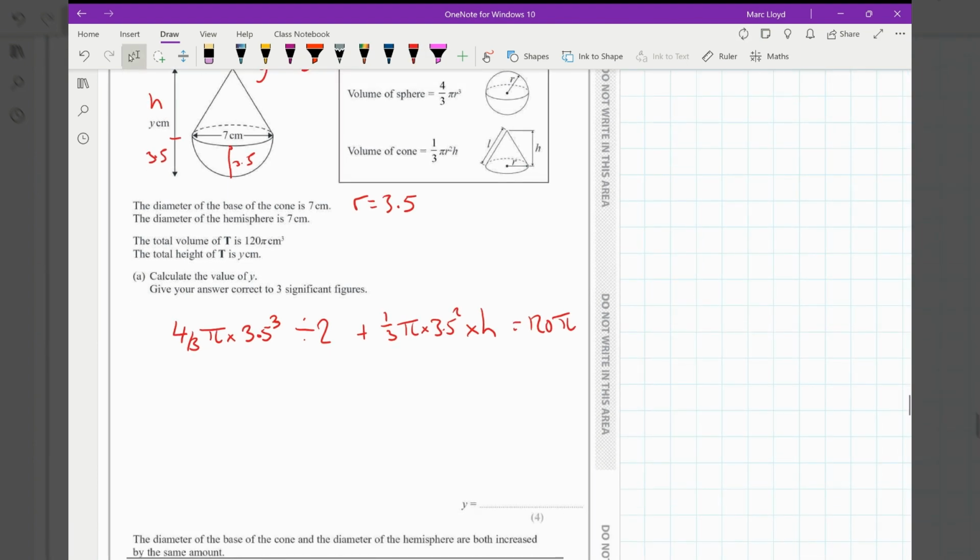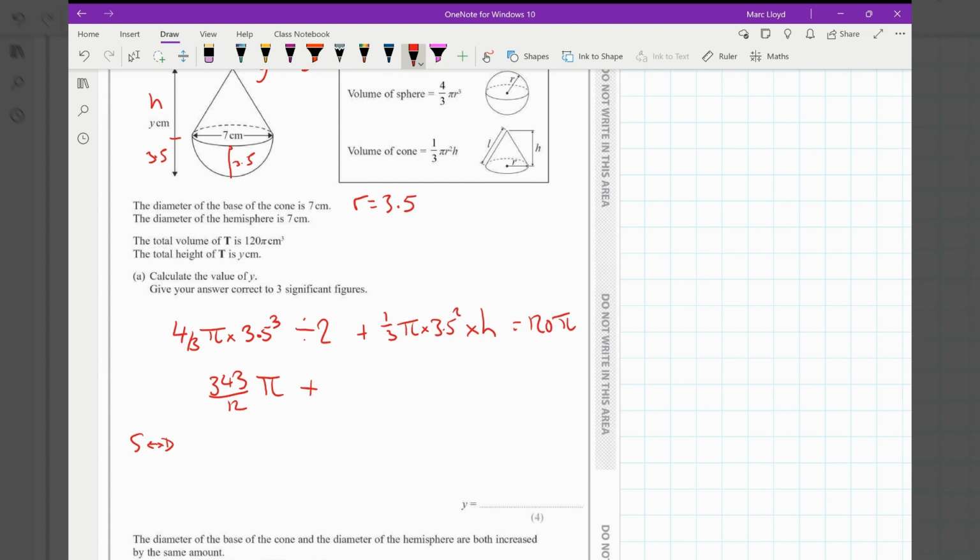Okay. Good job we've got the calculator. So 4/3 times 3.5 cubed, and I'm going to ignore pi for all of this. And then divide it by 2. Then I'm going to hit the SD button, and it's gone to 343 over 12 pi. So I've just put all of those calculations in and used the SD button, which has turned it from a decimal into a fraction, which is lovely.